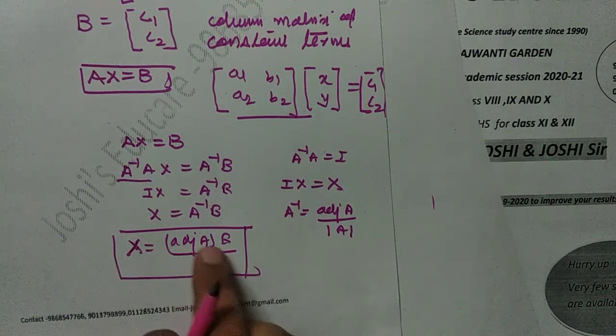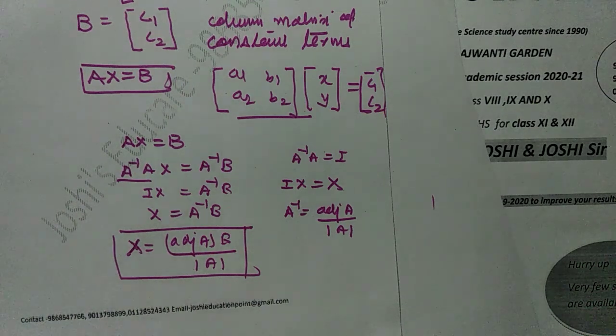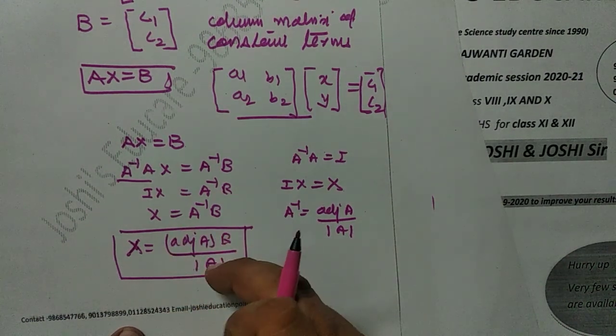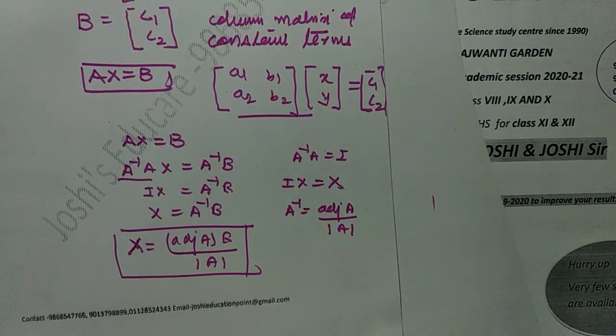So guys, you know already how to calculate adjoint of A. In the previous section, I have covered how to calculate adjoint of A, then how to calculate adjoint of A into B, and then how to calculate determinant of A. As we can calculate these things, we can calculate the product of these two, we can divide that by determinant of A, and so we can easily calculate the value of the matrix X.